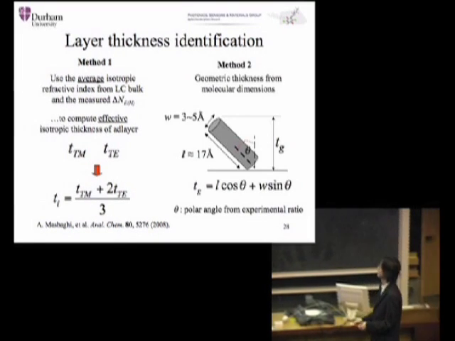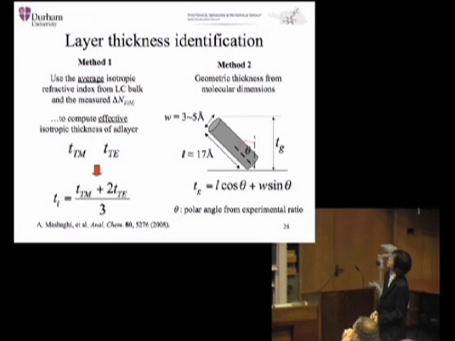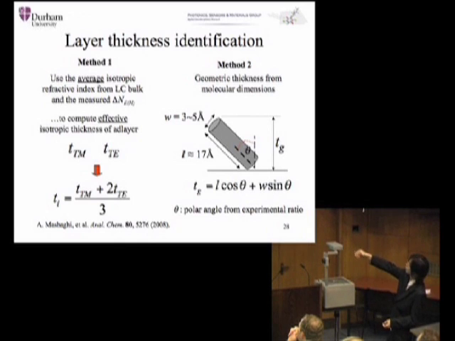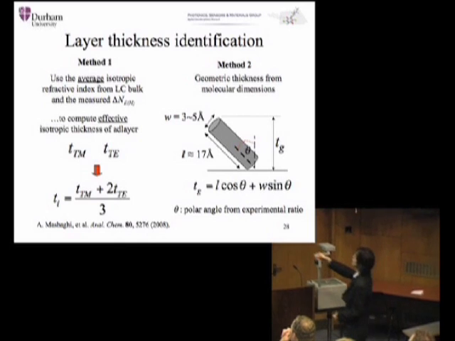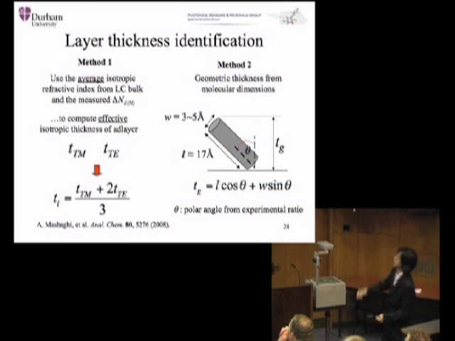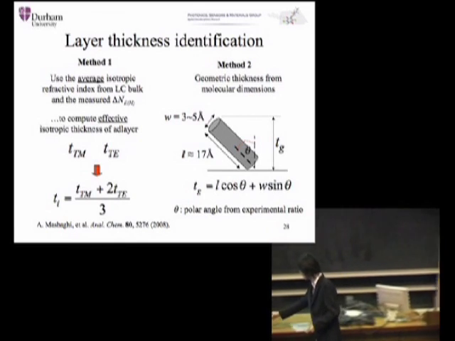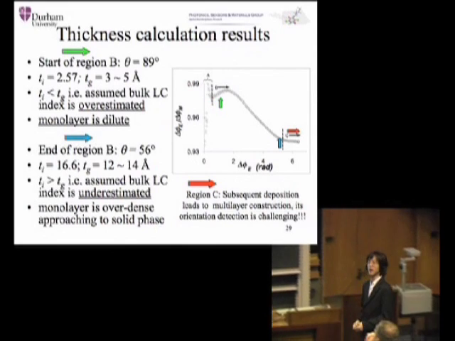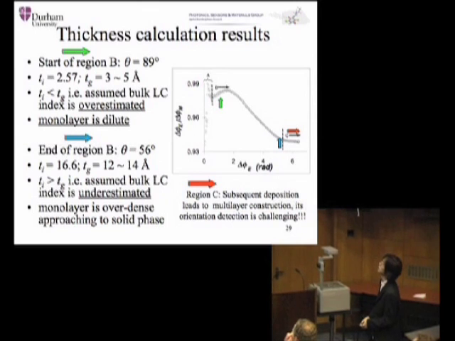And the second method is just a simple geometric thickness estimation from molecular dimensions. We calculate the thickness by simple cosine and sine relations, using the molecular weight and density. The setup here is just the polar angle, which is taken from the experimental ratios. This is the calculation result for the thickness of the monomer.